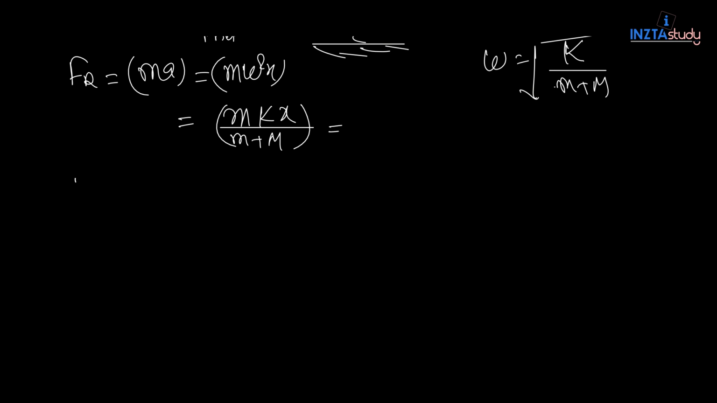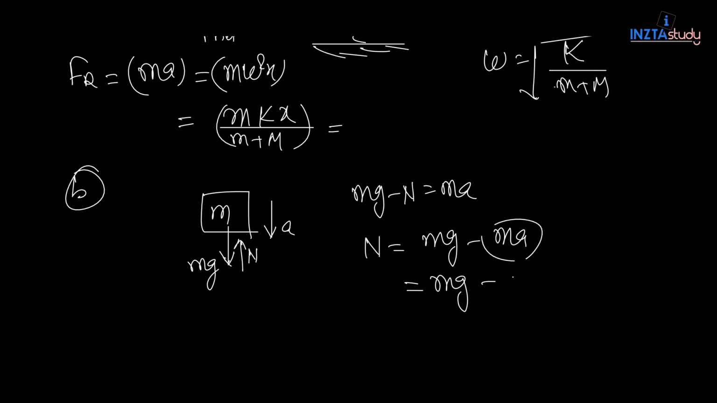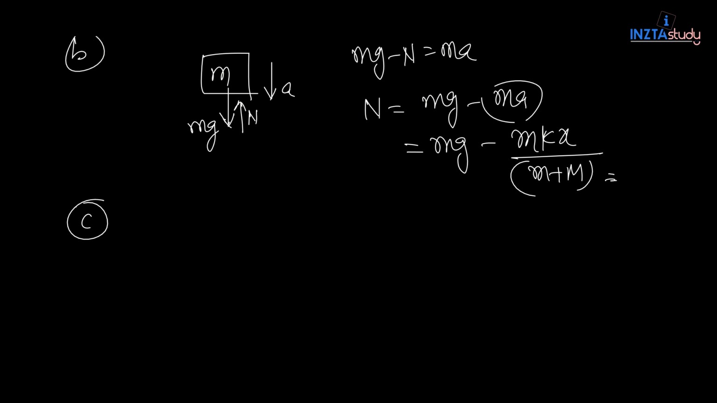Now part B. This is the block. There is a force mg, there is a normal reaction which is offered by the bigger block, and this particle is moving with an acceleration a. So what is the normal reaction at that instant? We can write that mg minus N is equal to mass into acceleration. So normal will be mg minus mass into acceleration. That mass into acceleration is nothing but the net force or resultant force, that is m k x upon m plus M.